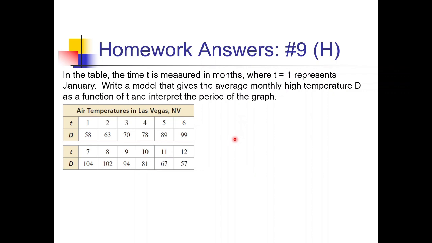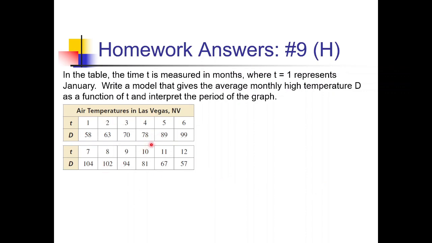For this problem, which is on the honors set, we have a table here, and in this table the time is measured in months, where t equals 1 is January, and you can speculate about the rest of these. They want us to write a model that gives the average monthly high temperature, d, as a function of time and interpret the period of the graph. So these are air temperatures in Las Vegas. Since temperature tends to be kind of an up and down cyclical thing, we're going to try to model this with maybe a sinusoidal function.